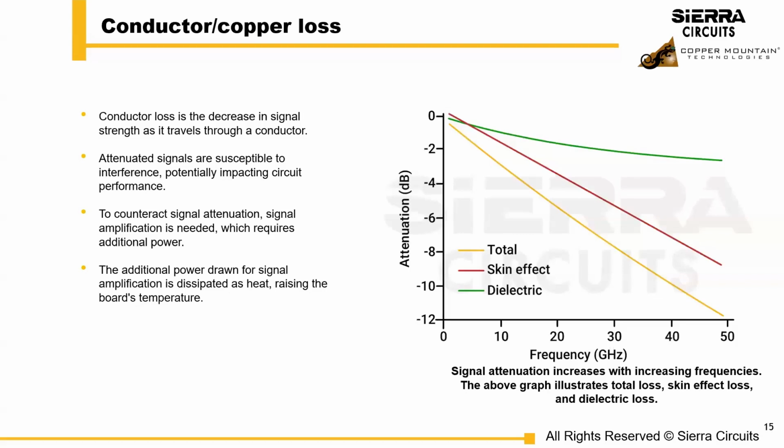So conductor loss or copper loss refers to the decrease in signal strength as it travels through the conductor. And a weakened signal can be more susceptible to picking up noise and interference during transmission. So this can compromise the overall circuit performance and data integrity. So to compensate for this, circuits may require signal amplification and consume more power. More power equals more heat. More heat equals a higher board temperature.